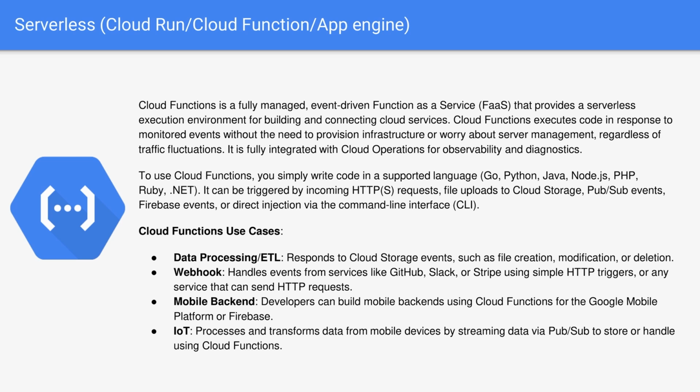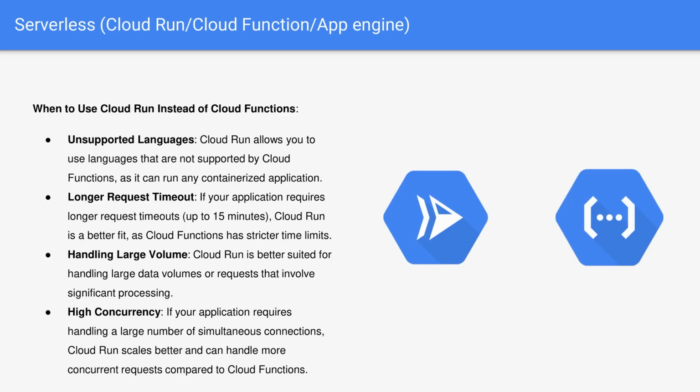Alternatively, we can use Cloud Functions with webhooks, or we can also use Cloud Functions for mobile backends. Additionally, when creating applications with IoT capabilities, we can also utilize Cloud Functions. Now, you might think that Cloud Run and Cloud Functions serve somewhat similar functions. There are 4 cases where you should use Run instead of Cloud Functions.